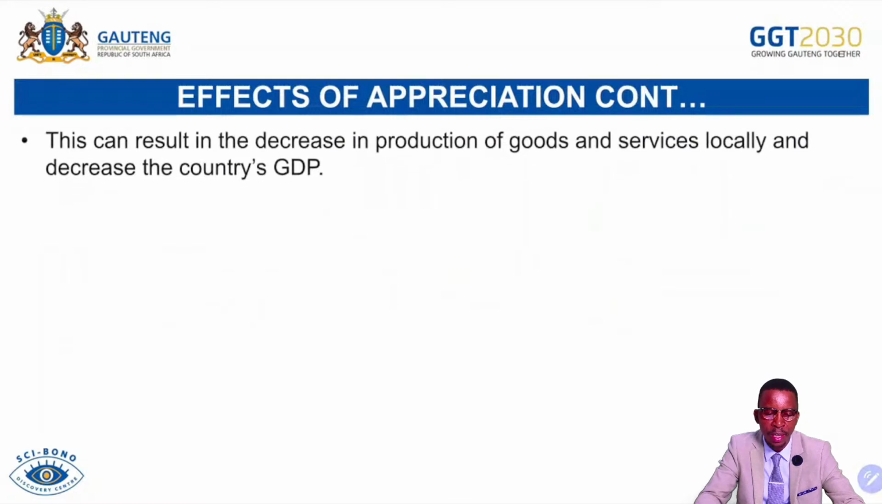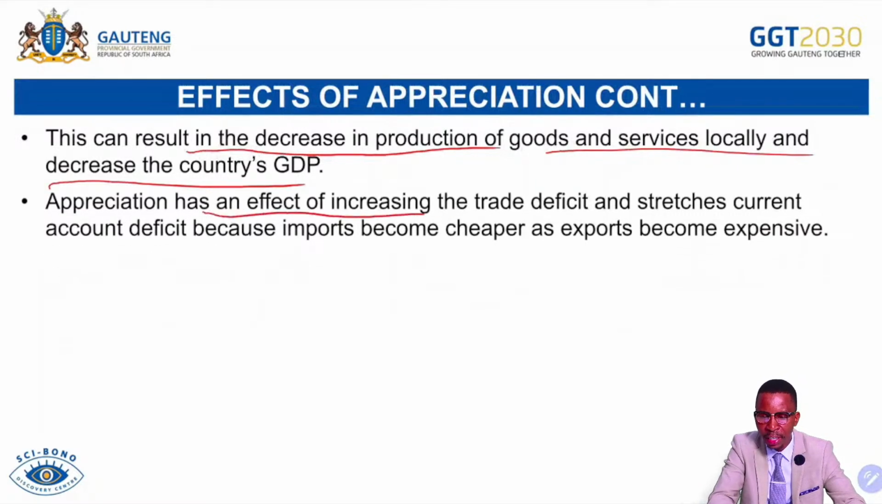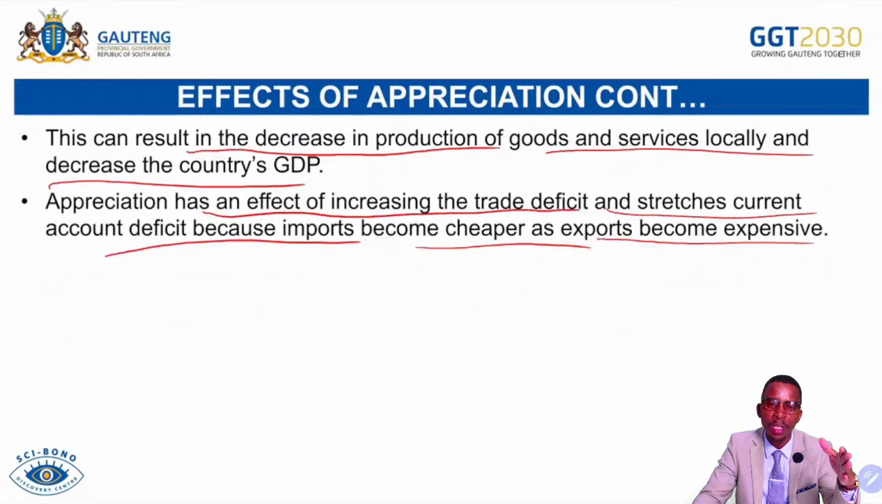Effects of appreciation continue. This can result in a decrease in production of goods and services locally and a decrease in our country's GDP because goods are not highly demanded abroad due to the fact that they are expensive. Appreciation has the effect of increasing the trade deficit and stretching the current account deficit because imports become cheaper as exports become expensive. So if the currency appreciates, exports will be expensive abroad, meaning there will be less demand for exported goods, and imports become cheaper. So there might be more demand for imports and less demand for exports, meaning imports will increase faster than exports, which might cause what we call the current account deficit.